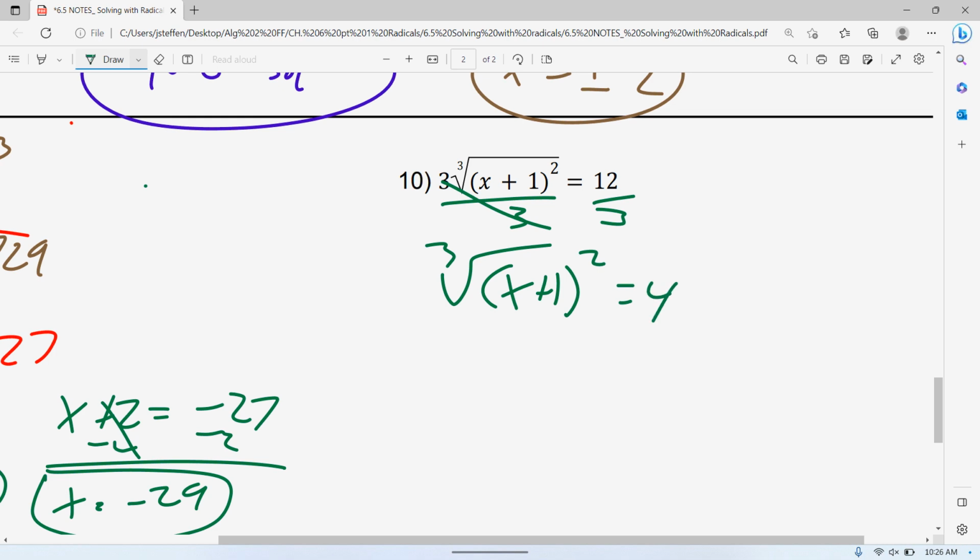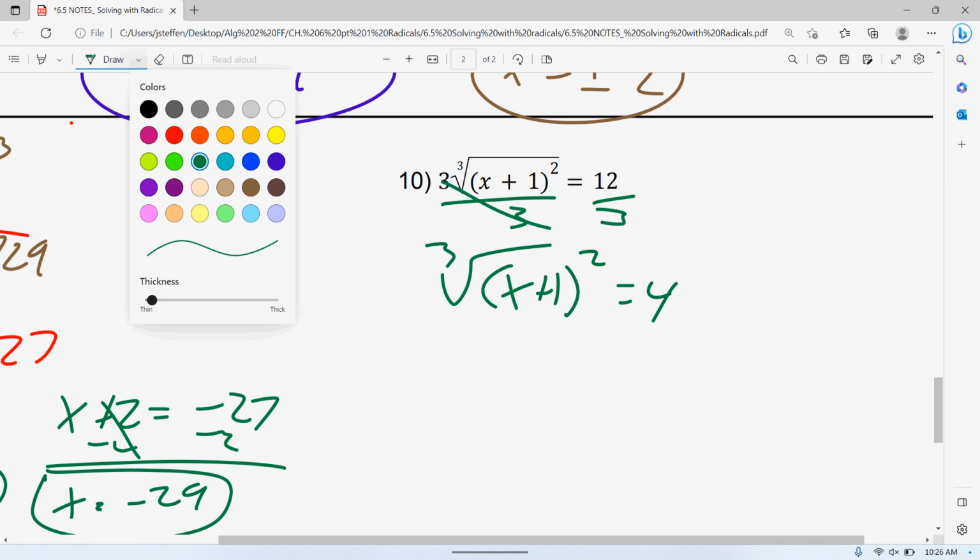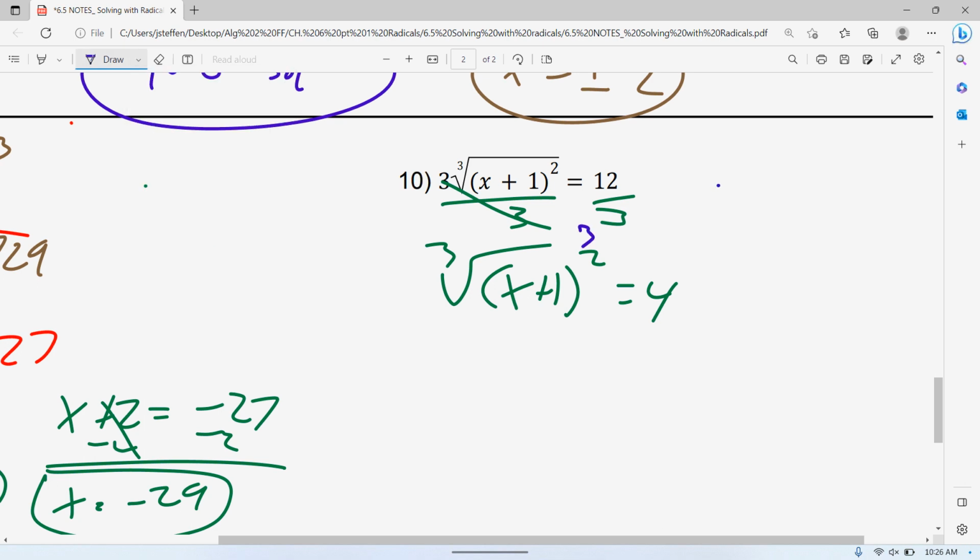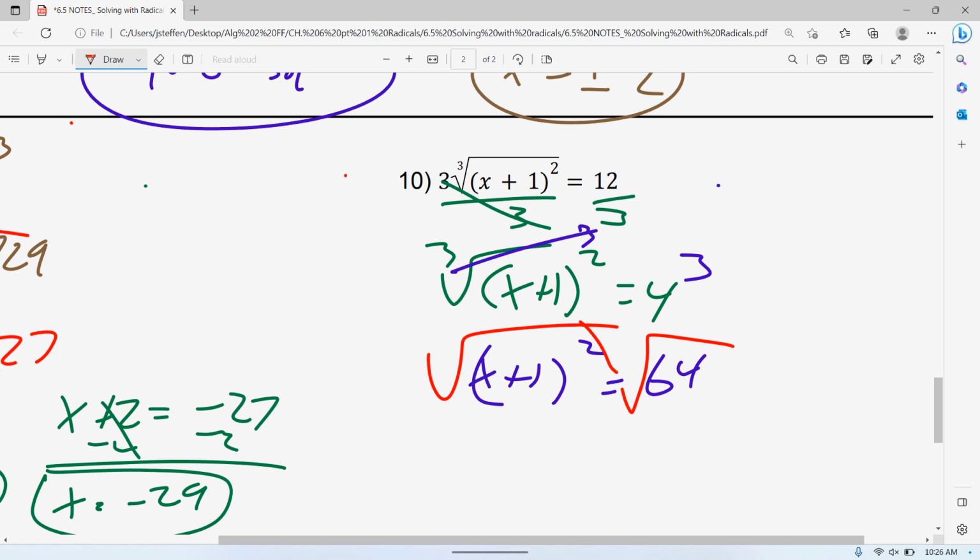Now we need to raise both sides to the third power. That gets rid of that radical, so that's 64. And sides, so take the square root, that cancels. We have x plus 1 is equal to. Then subtract 1, which again is x is equal to positive 8 minus 1. So x is equal to 7.